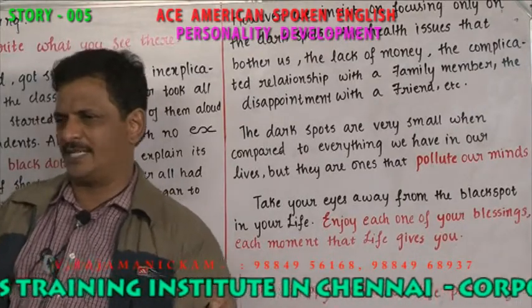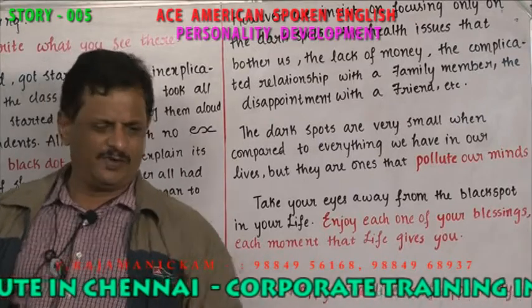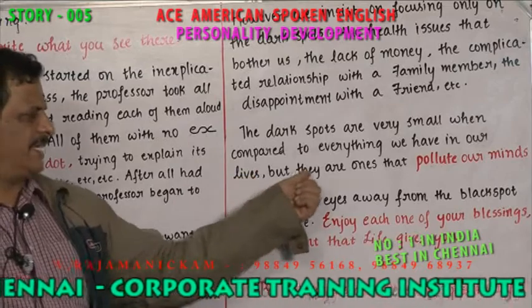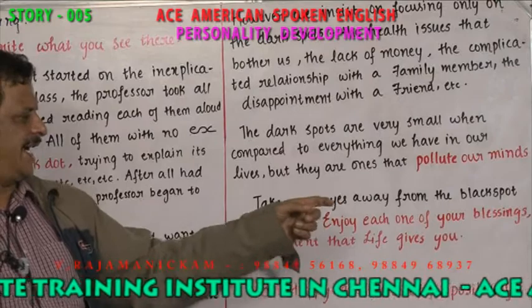We have good blood circulation. We have good hair. We have a good atmosphere. We live in a beautiful world. We don't think about that. But the dark spots are the ones that pollute our minds. Which are the things which pollute our mind?